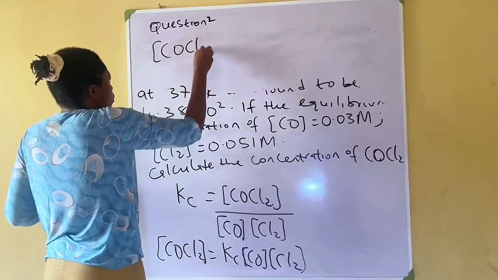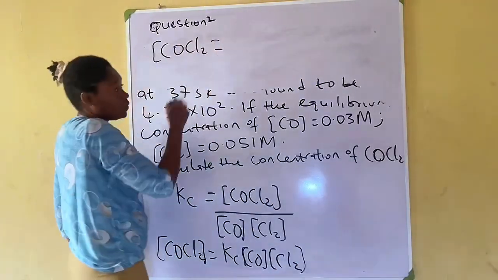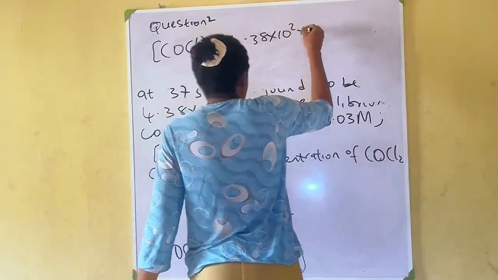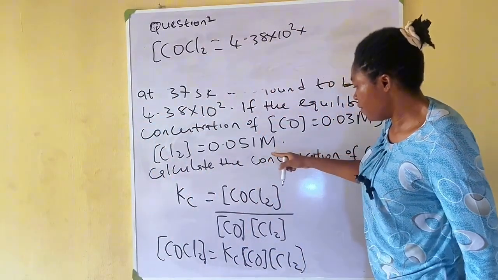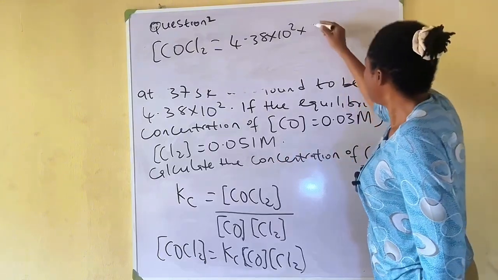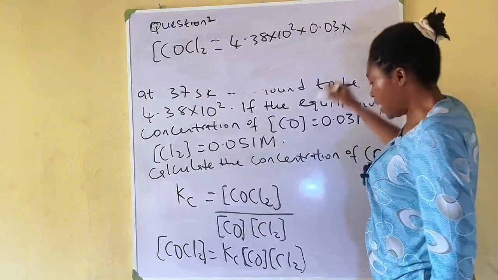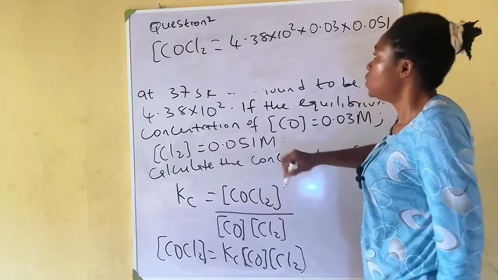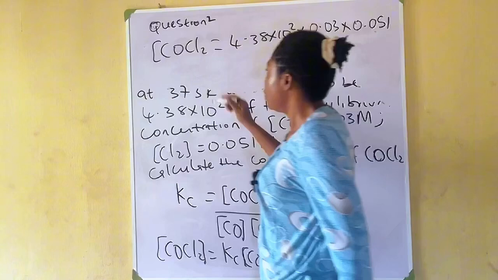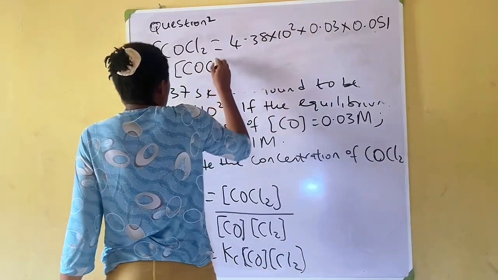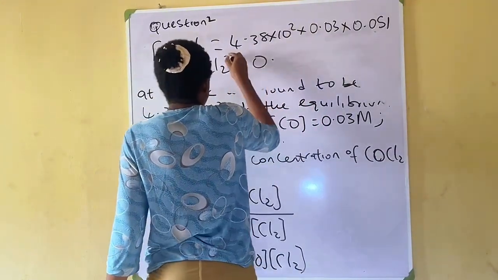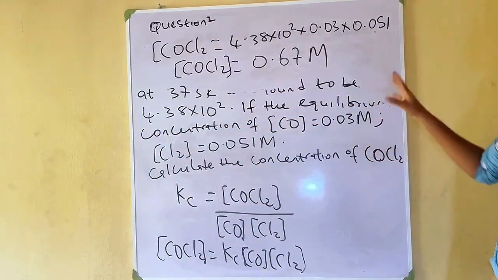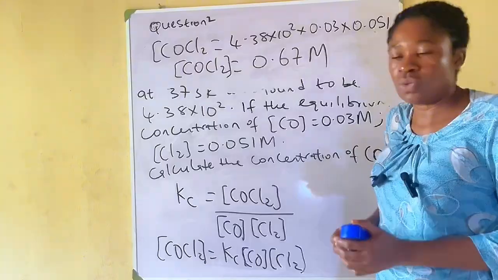The concentration of COCl2 will be, Kc is 4.38 times 10 raised to the power 2, times the concentration of CO, which is 0.03, times that of Cl2, which is 0.051. So multiply these together, and the concentration of COCl2 will be 0.67 mole per dm cube. So this is the answer to the question.